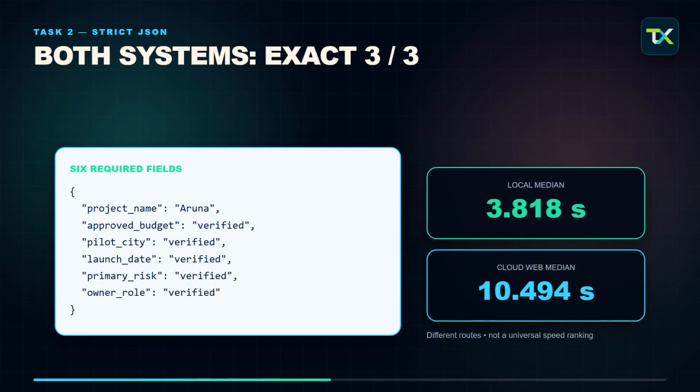The second prompt required only a 6-field JSON object: project name, approved budget, pilot city, launch date, primary risk and owner role. Both systems returned the exact expected JSON in all 3 runs. The recorded median was 818 seconds for local Qwen and 494 seconds for the ChatGPT web route. That means local Qwen recorded lower elapsed time for this task on this laptop. It does not mean every local model is faster than every cloud model.